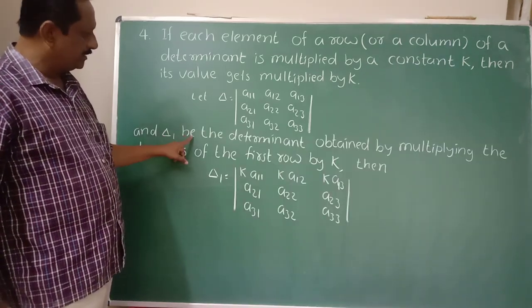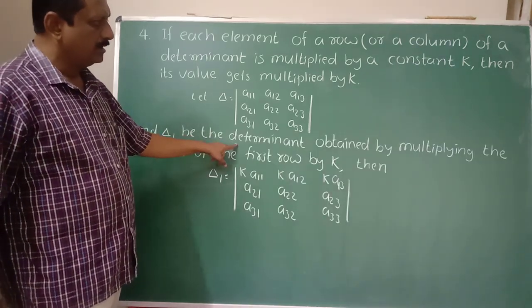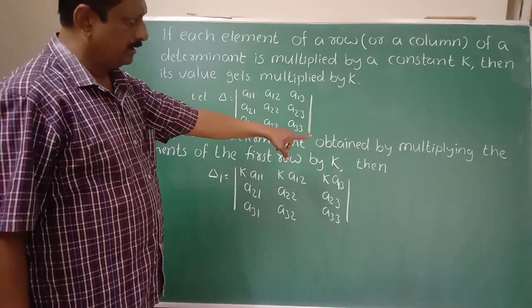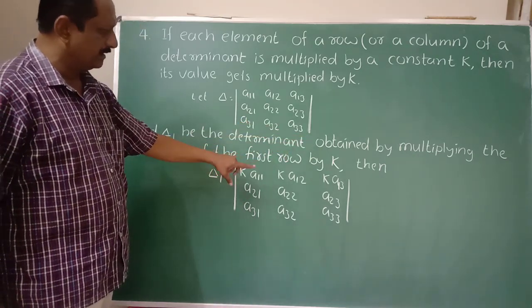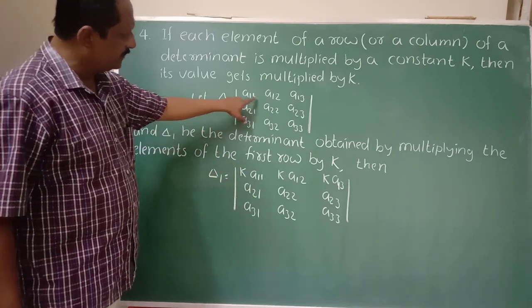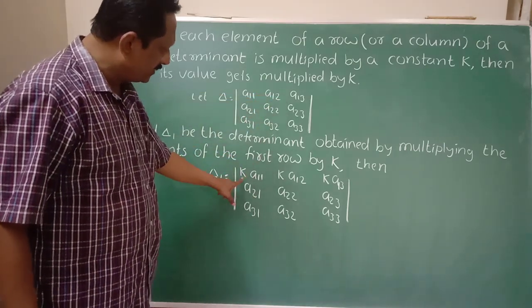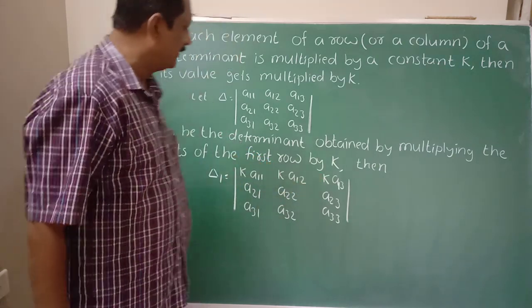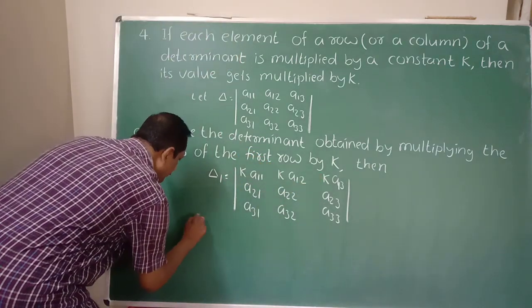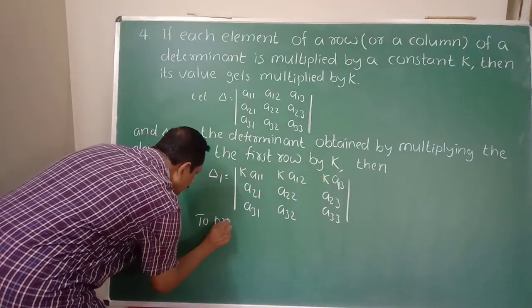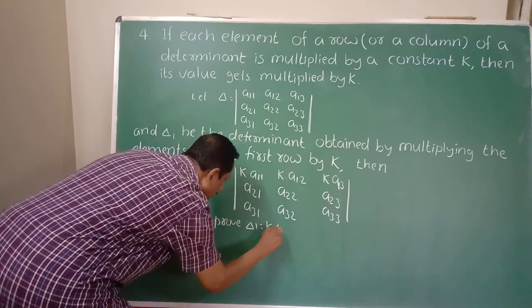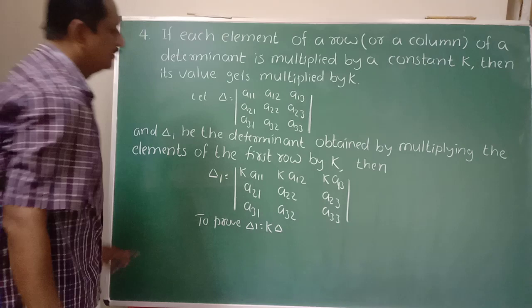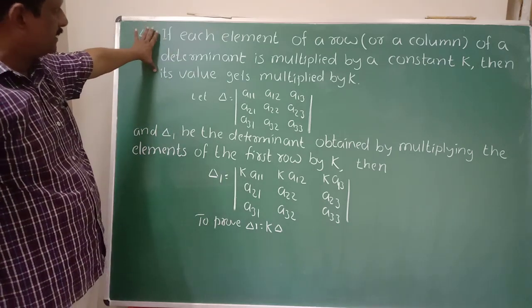So let delta 1 be the determinant obtained by multiplying the elements of the first row by constant k. Okay, here this is the first row, each element multiplied by k. In that case, we have to prove delta 1 is equal to k into delta. Okay, so here is the property.